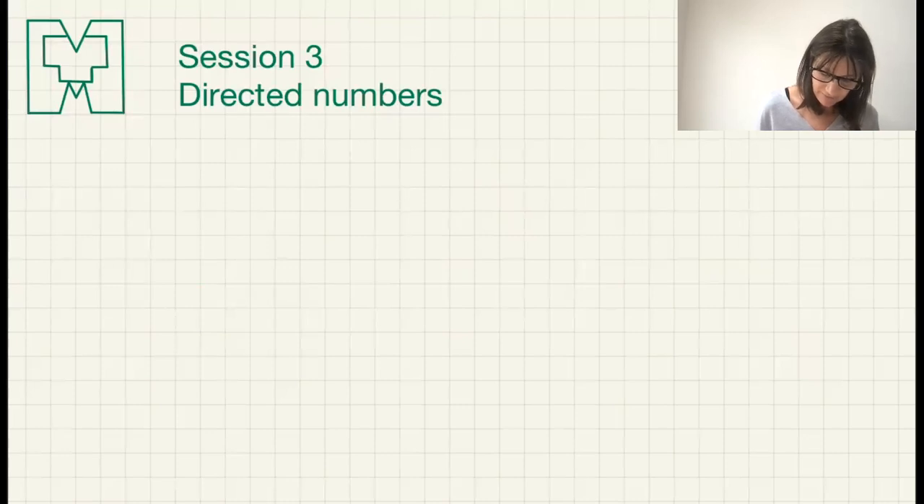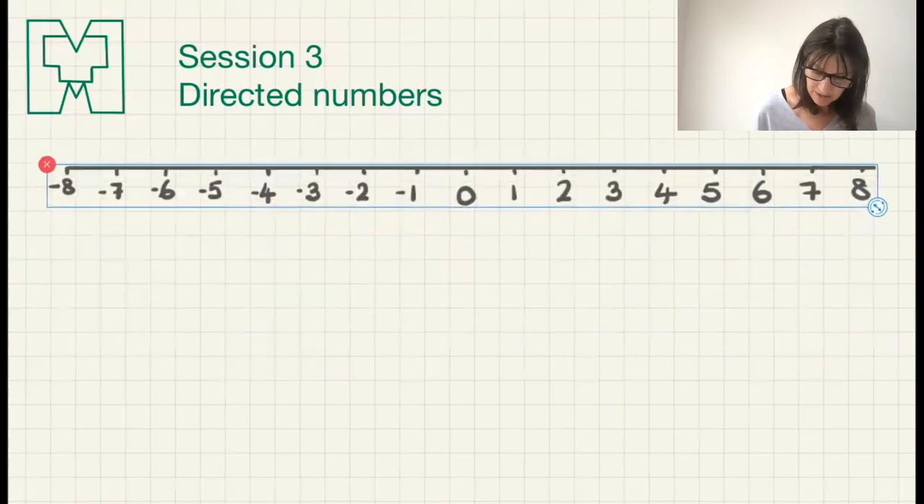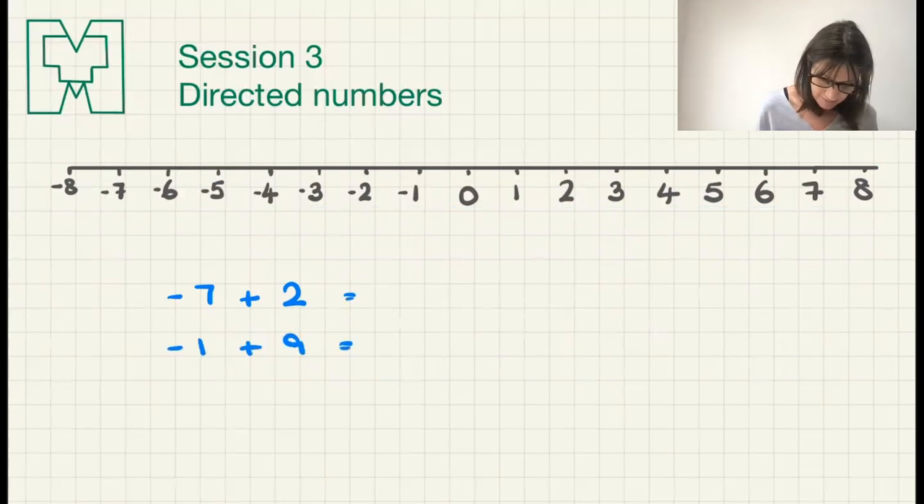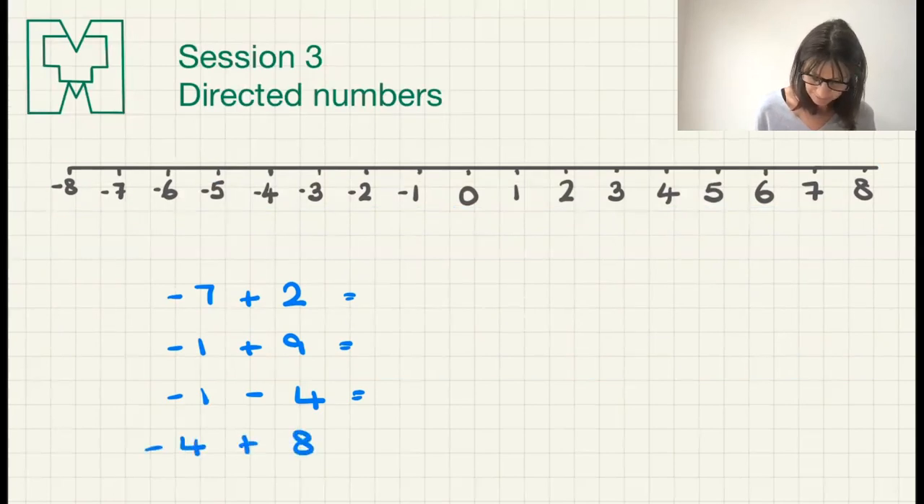So here are some questions for you. I'm just going to put my number line back in. Right, so here are some questions for you to try. You can do minus 7 plus 2, minus 1 plus 9, minus 1 minus 4, and then we're going to do minus 4 plus 8. There we go. So press pause, have a go at those questions and press play when you're ready.